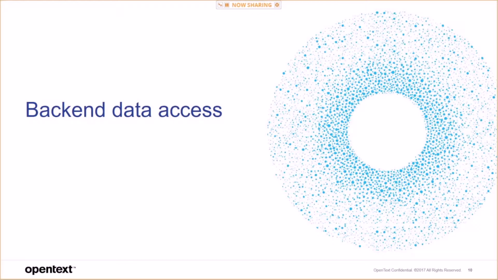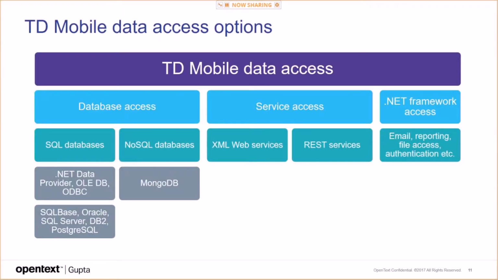Backend data access. So here's what TD Mobile can do. You have database access, like SQL databases. You can use .NET data providers to talk to databases. You can use OLEDB, ODBC, connecting to these databases here, SQL-based Oracle, SQL Server, DB2, PostgreSQL, and others. NoSQL, we do include MongoDB, and you can access MongoDB right using this low-code database access as well.